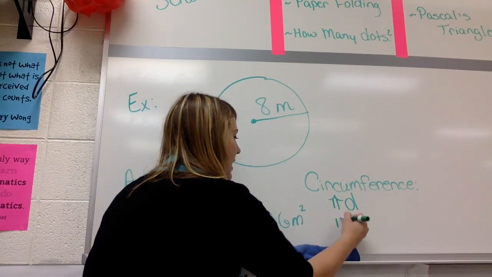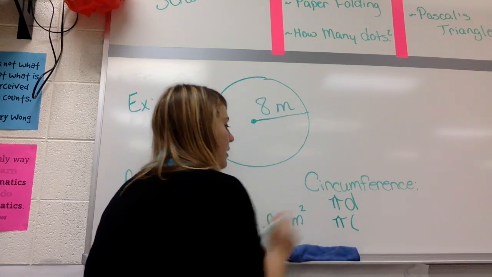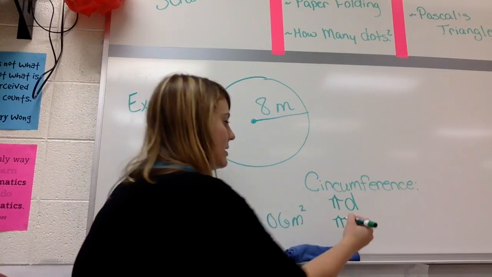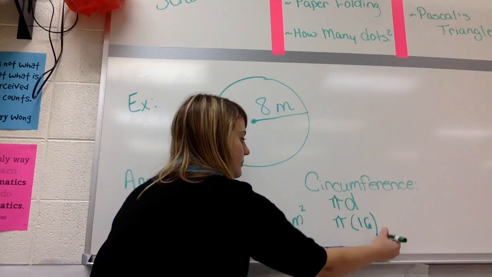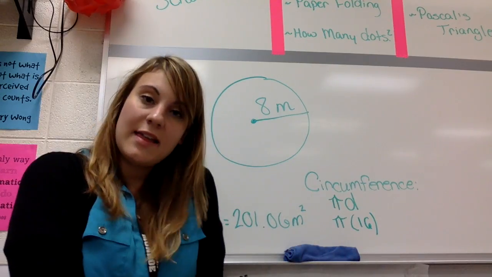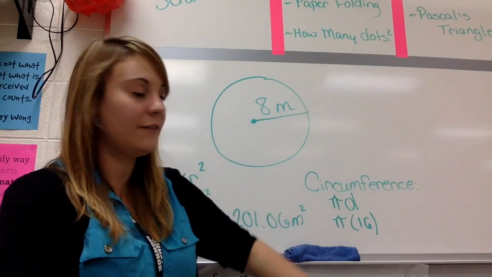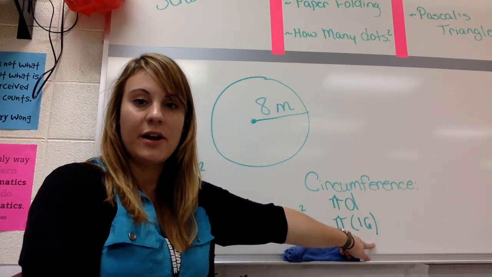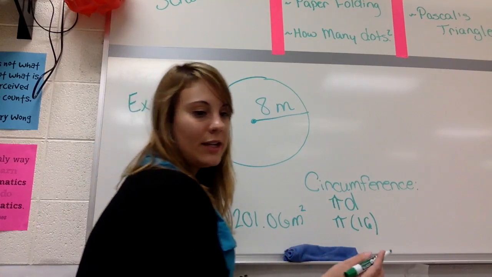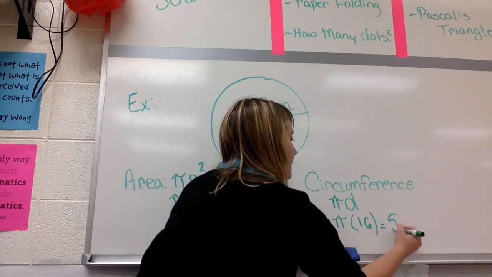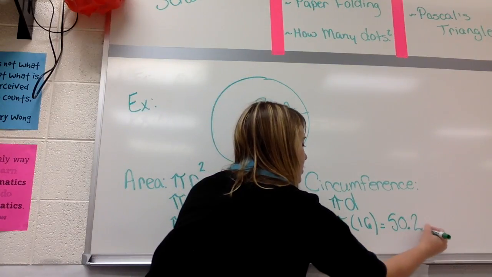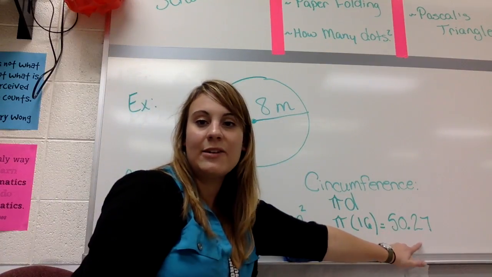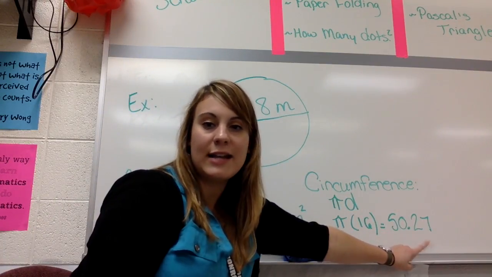So we're going to take pi, and then our diameter is twice our radius, so 8 times 2, which is 16. All right, and then once again, in your calculator, figure out what pi times 16 is. If you plug it in properly, you should get 50.27. Again, get in the habit of rounding out to the 100th place, 2 after the decimal.